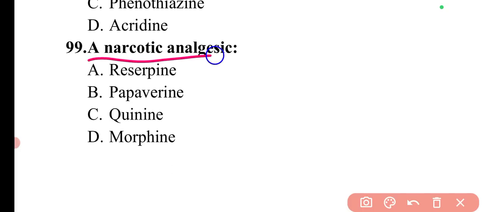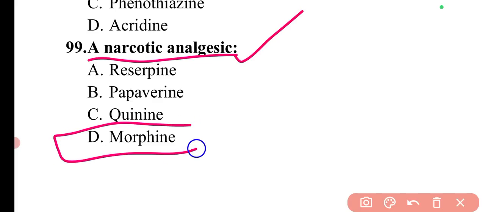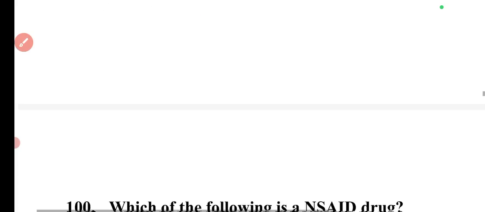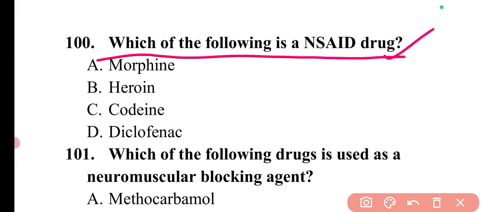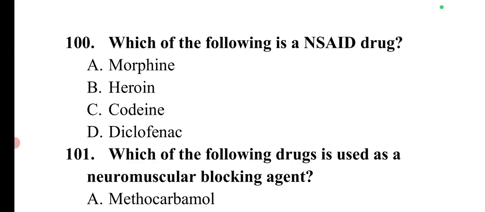Next question is, a narcotic analgesic. So the narcotic analgesic includes morphine. So here option D is correct. Next question is, which of the following is NSAID drug? We need to identify the NSAID drug. So this one is the diclofenac. So here option D is correct.